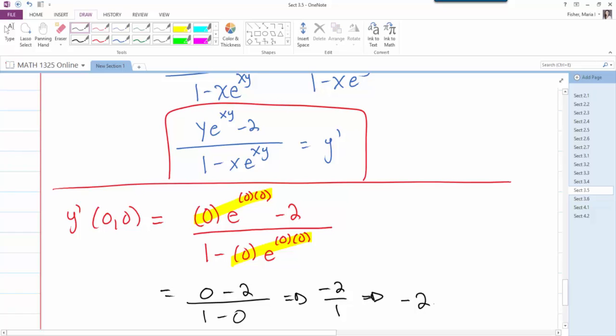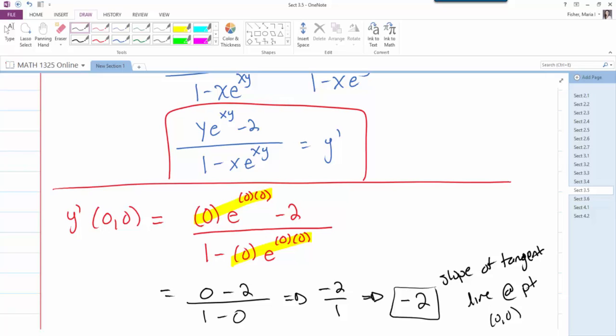So we end up with negative 2 is the slope of the tangent line at the point 0, 0. Negative 2 is the slope of the tangent line at the point 0, 0. That's it for section 3.5.